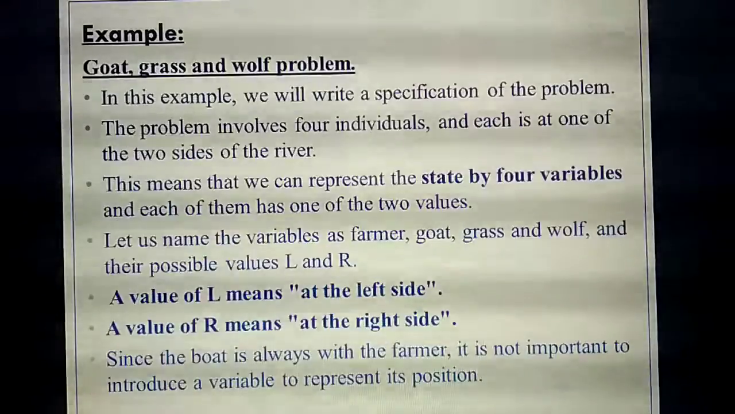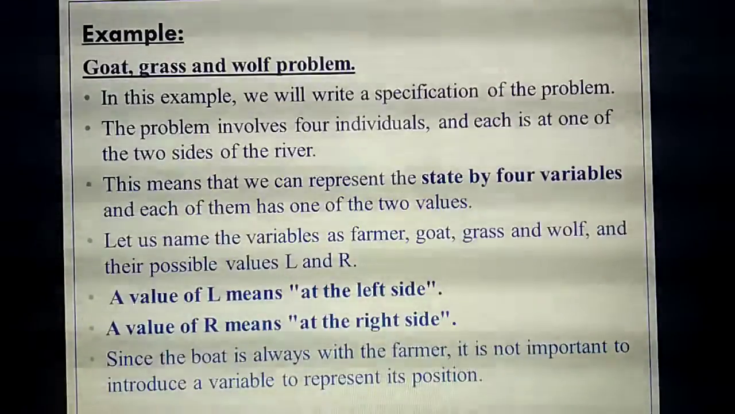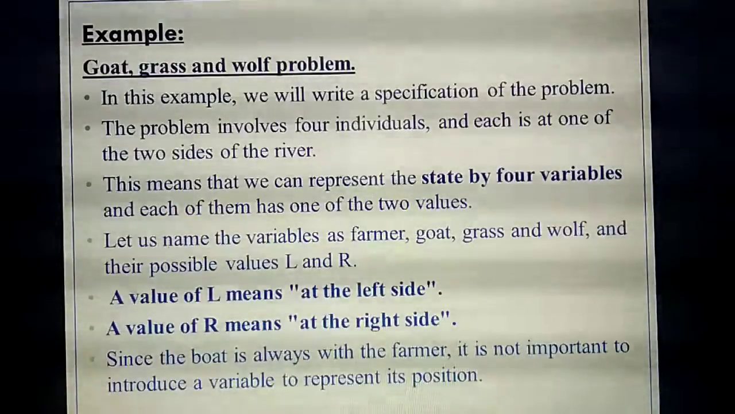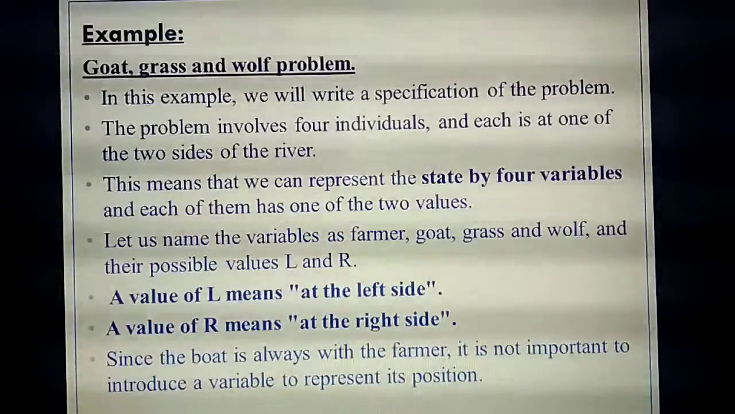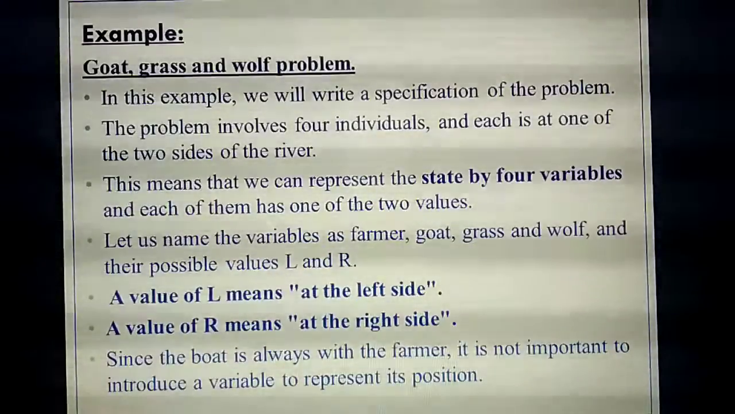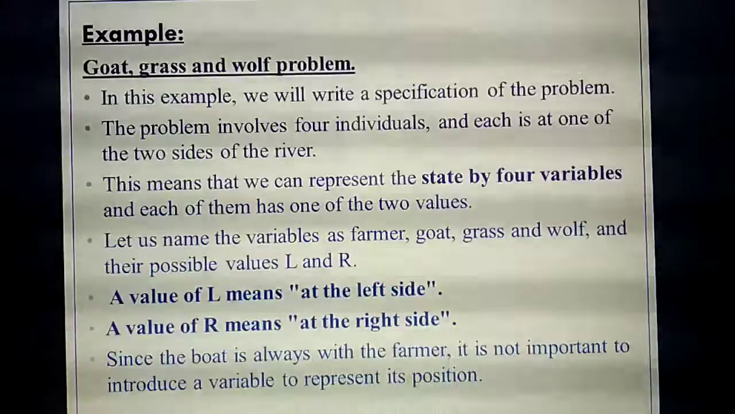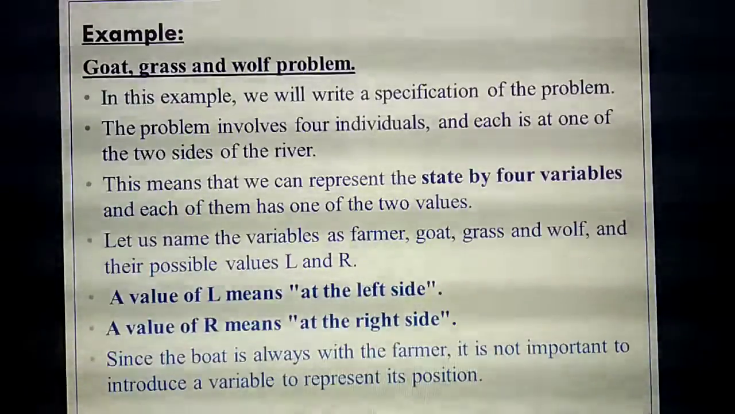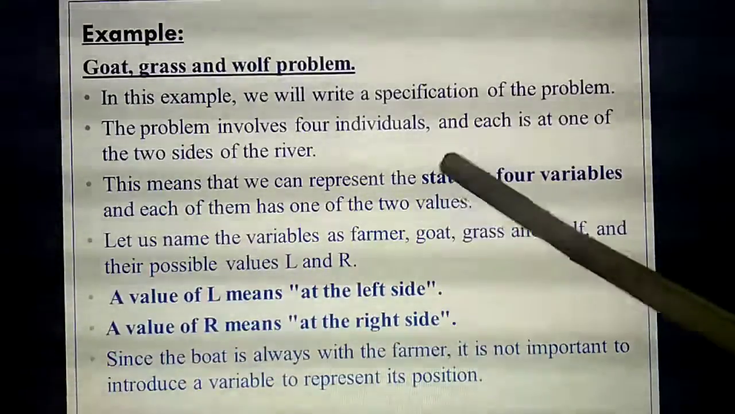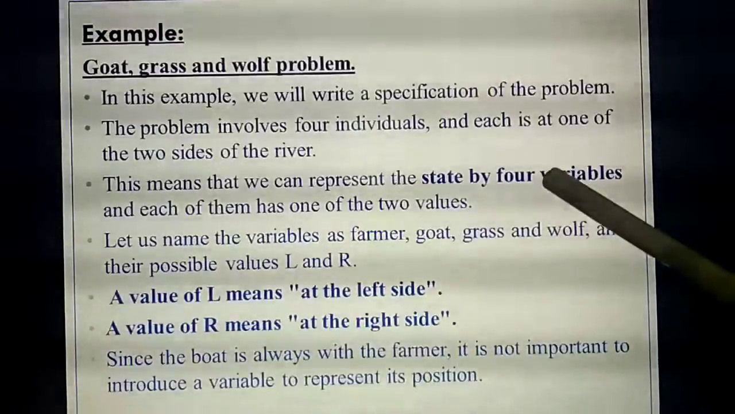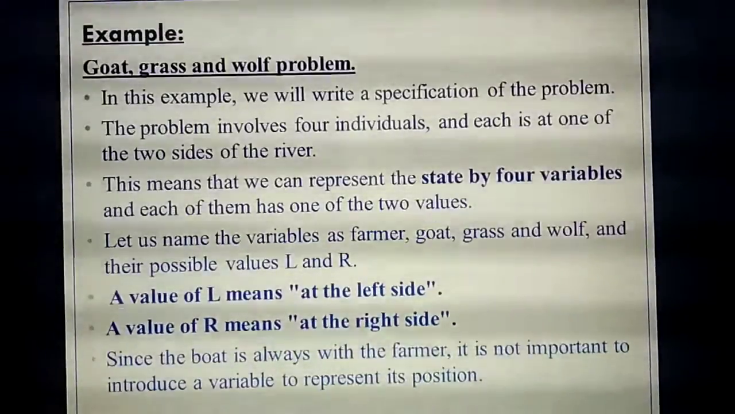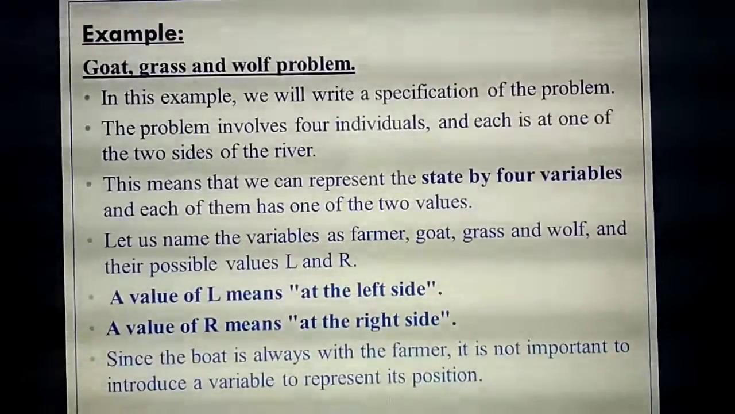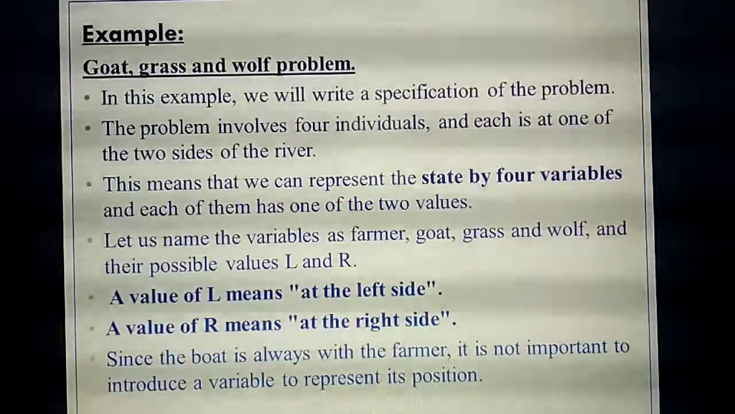Okay. So here how many variables do you need to represent? 4 individuals are there. Think and say. So how many variables do you need to represent those 4 individuals? 4 variables. Okay. That only they are giving. So we need to represent the state by 4 variables. What do you mean by state? Representation of variables.